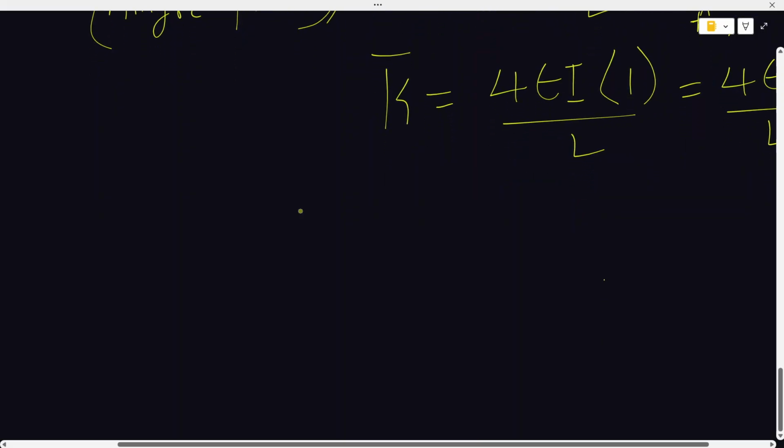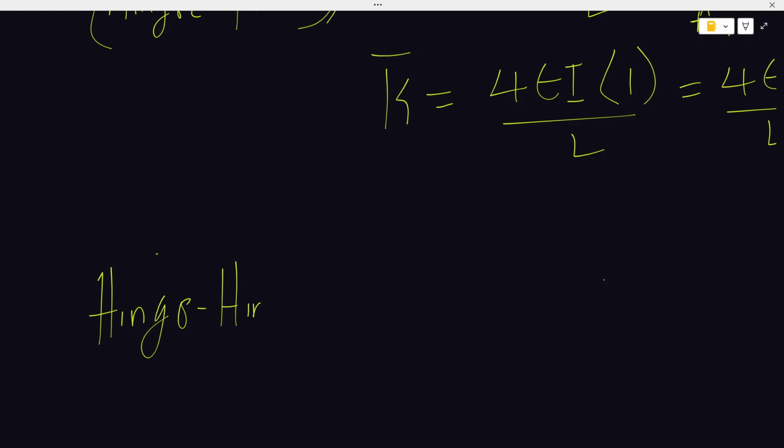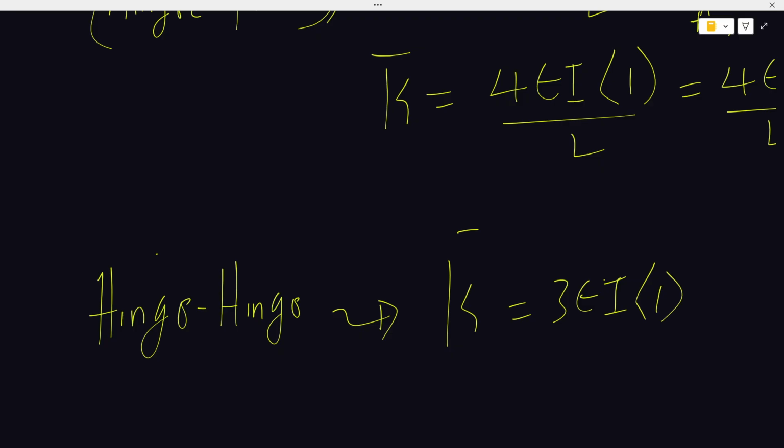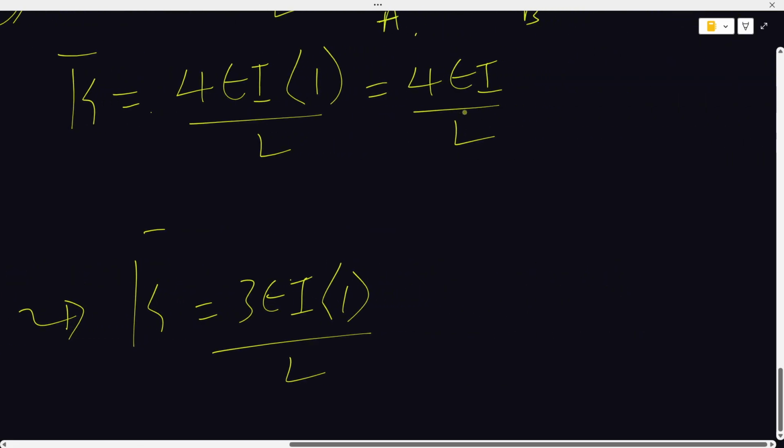Now, when we are dealing with a fixed end and a hinge, this is the second scenario: the hinge. This means that my bending stiffness K equals 3EI over L. Now this is the bending stiffness.